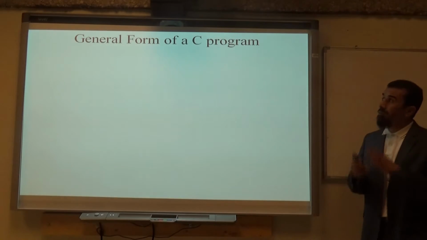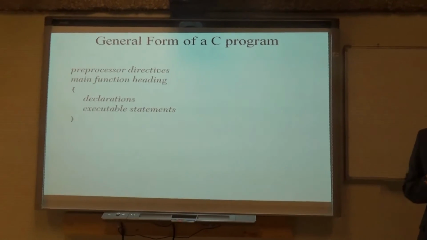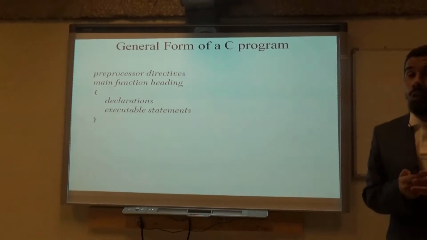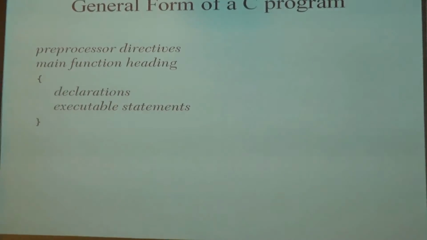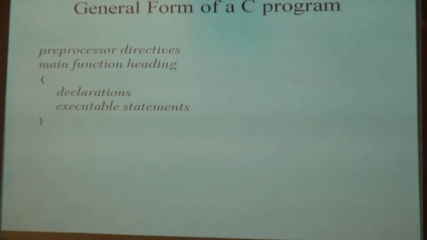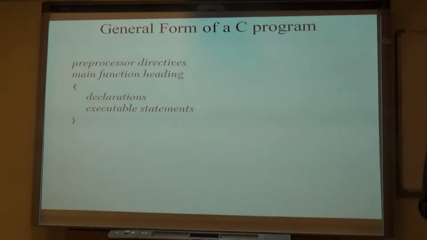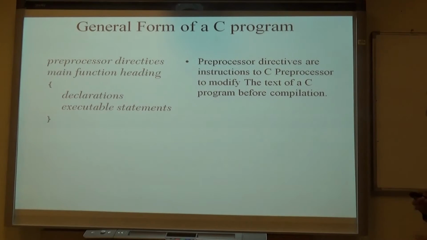So what is the general form of a C program? As we have seen before, we have preprocessing directives, include statements, define statements, we have the main function heading, we have declaration of variables inside the main, and we have executable statements. Executable statements could be statements that you are writing yourself, or function calls to other functions that are either in the standard library or functions that you have written yourself.